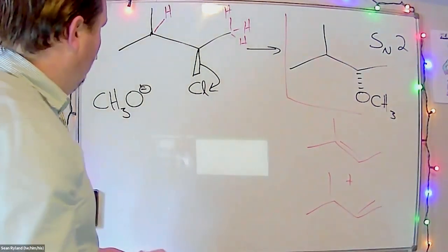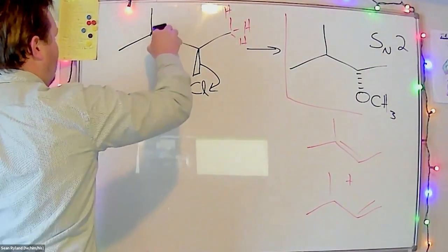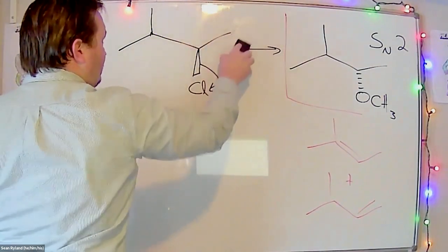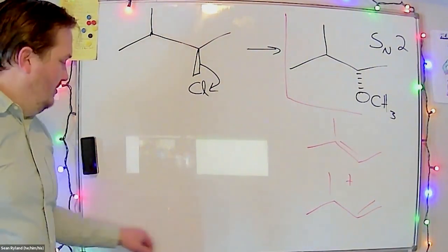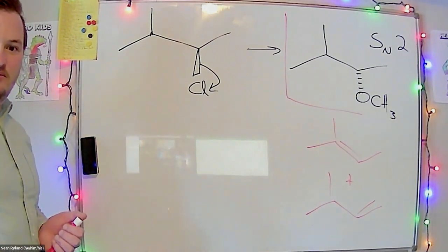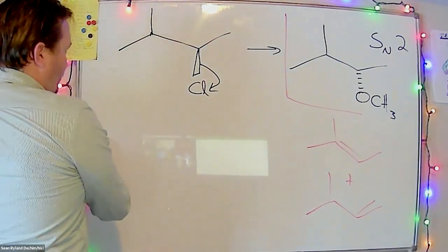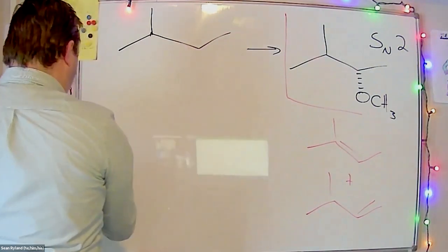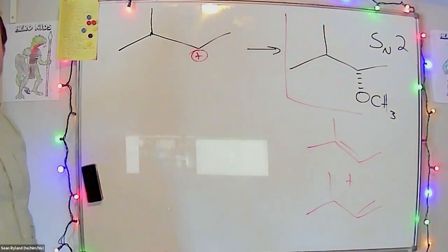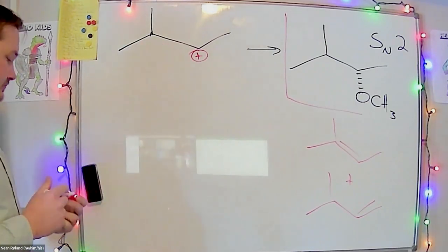All right. What happens when we go through a first order? What's our intermediate? What's our first step? If it's first order, we've got more than one step happening, right? Means the slow step happens first, the leaving group leaves. And so we wind up with an intermediate that's going to look like that. What happens immediately after our leaving group leaves? Rearrangement. And then we have to worry about rearrangement, right?